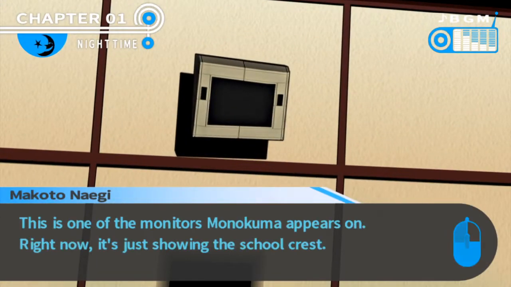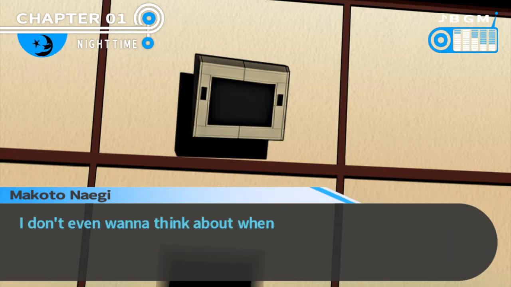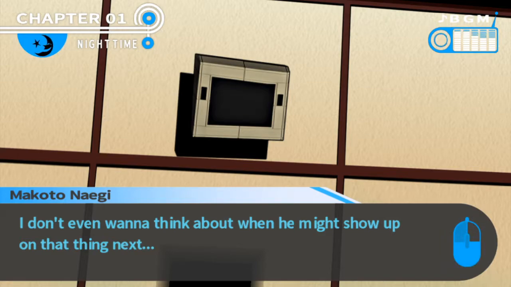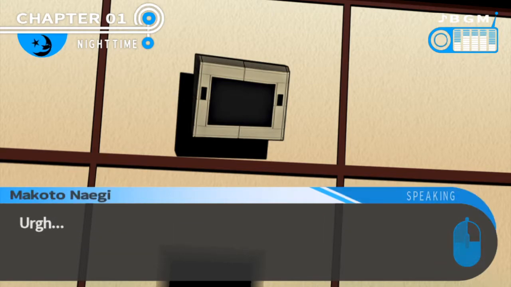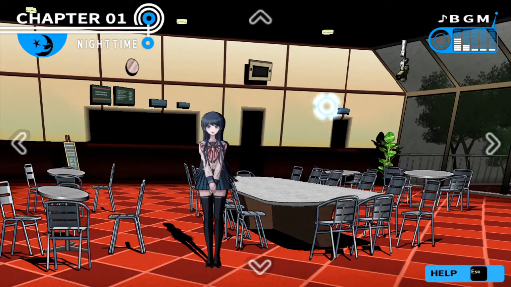And then monitors. This is one of the monitors Monokuma appears on. Right now, it's just showing the school crest. I mean, from my point of view, it's just showing darkness. There's nothing on this monitor, but okay. You're not wrong. I don't even want to think about when he might show up on that thing next. Their school crest is darkness. It is. All right, what else do we got?